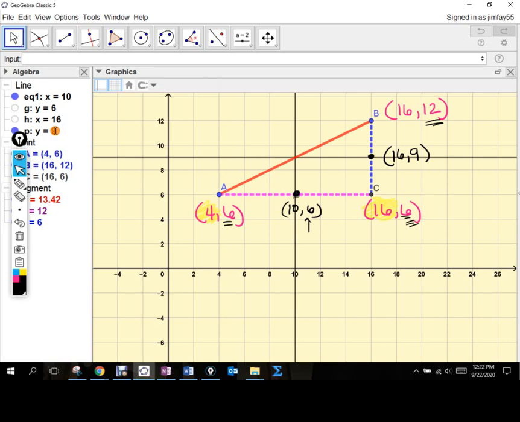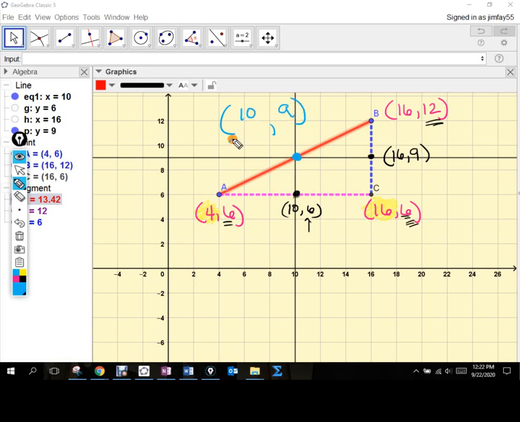Where do those two lines intersect? Right there, at the midpoint of A to B. Does that make sense? So the midpoint of A to B, that point right there: to get from 0, 0 to that blue point, you go over 10 units and up 9 units, right? So the ordered pair is 10, 9.